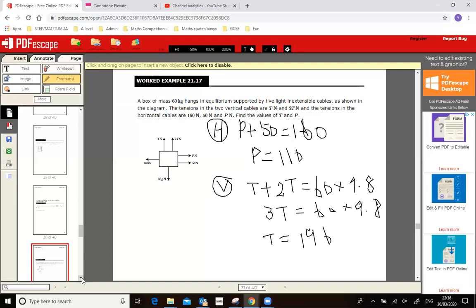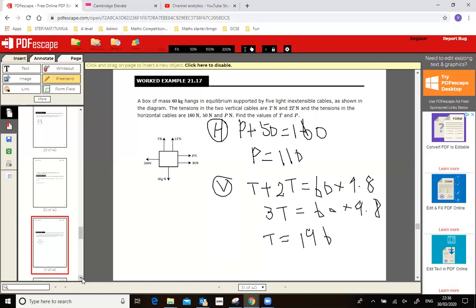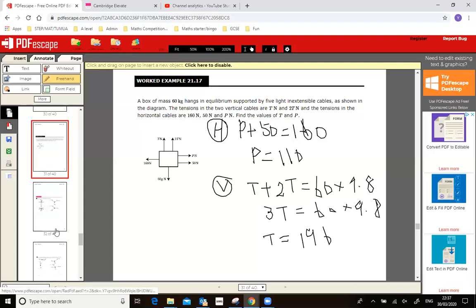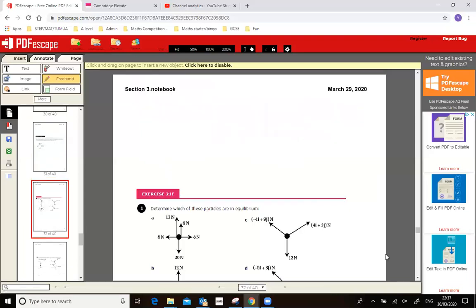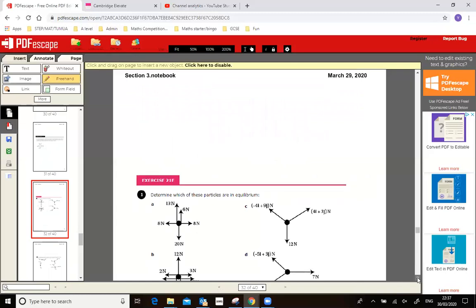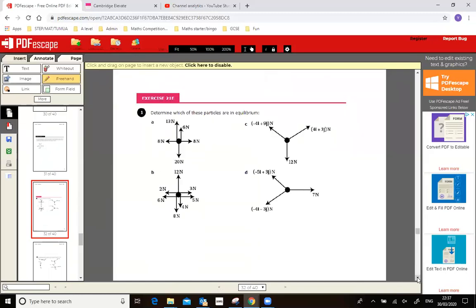So this is the end of this section, and in fact, this is the end of this chapter on force and motion. What I'd like to do now is to have a look at the questions in exercise 21E, and could you try those questions and use the knowledge we've learned about equilibrium to work out the missing force, please.